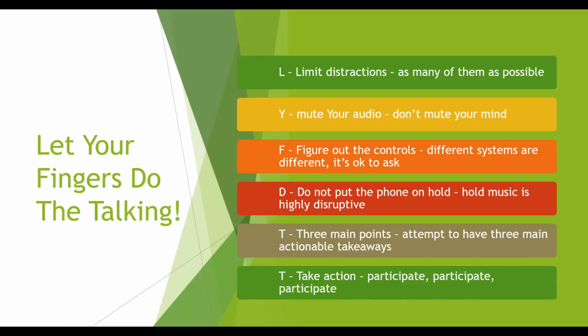So in summary, the 6 steps that we have are limiting your distractions. Again, we want to limit as many of those as possible. Why? Muting your audio, not muting your mind. F, figuring out the controls. Different systems are different, and it is okay to ask. D, do not put your phone on hold. Hold music can be highly disruptive.